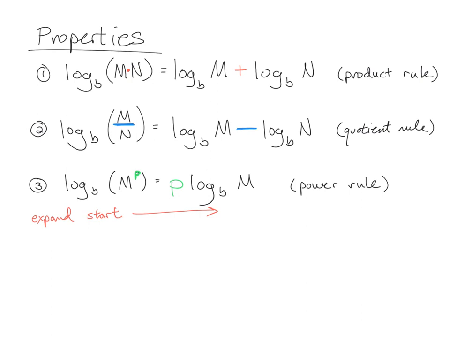But pretty soon we are going to also be condensing. And that means we need to start here on the right side. Condensing, we start here and turn 2 logs into 1, or we put that coefficient back into the exponent. And in fact, we can condense multiple logs. We can condense 15 logs if we needed to.